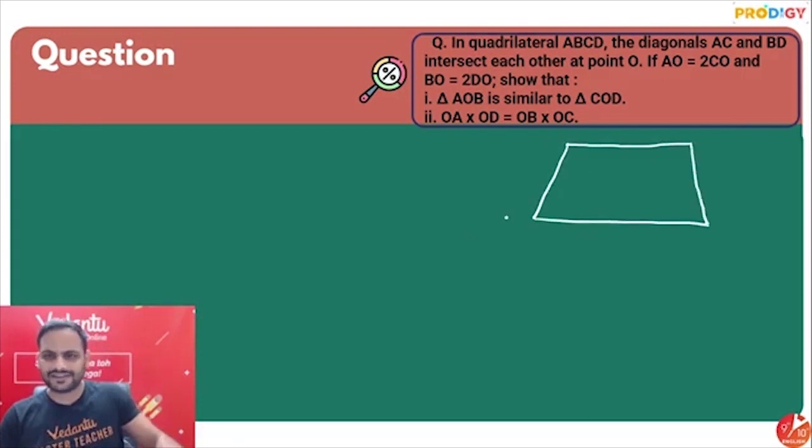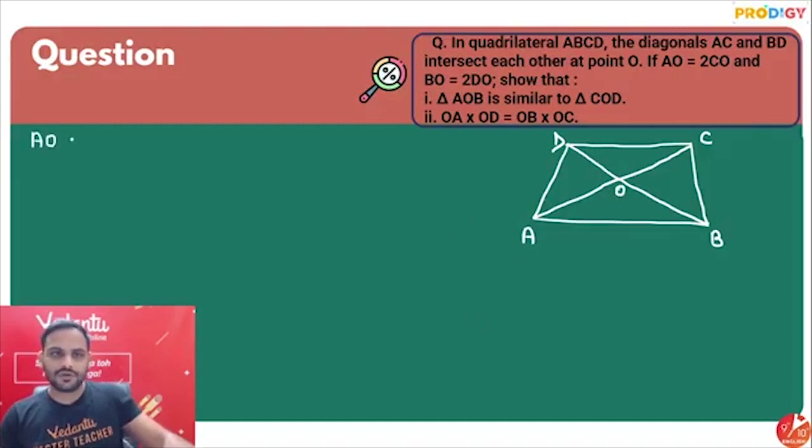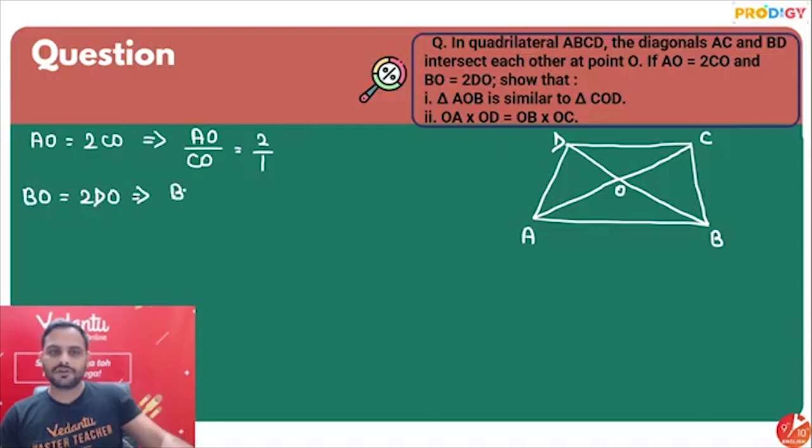This is a quadrilateral rough diagram I'm drawing. All right, it's not precise. Quadrilateral ABCD and the diagonals AC and BD are given, intersecting each other at point O. It is given that AO is twice of CO. So from here you can say AO upon CO is 2 by 1. And if I give you BO is twice of DO, you can say, sir, from here BO upon DO is 2 by 1.